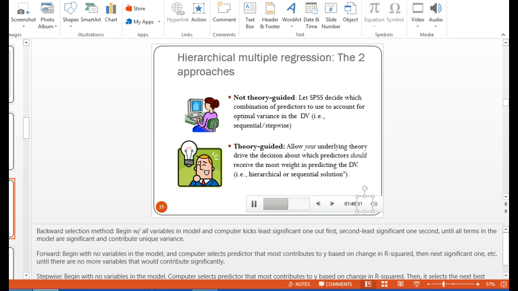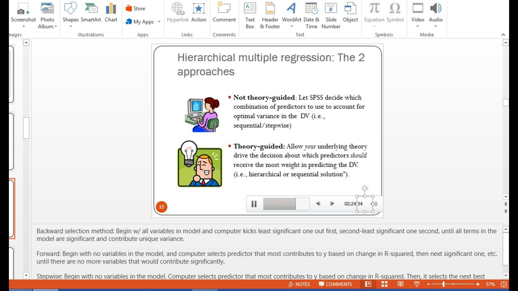And finally, stepwise regression is a combination of the backward and forward methods. It begins with no variables in the model, and the computer selects the predictor that contributes the most variance, and then selects the next best one that contributes the most unique variance after that. Then it reanalyzes the model, and if an earlier predictor becomes insignificant, it kicks that one out and reanalyzes. Again, it's an iterative process where the computer is deciding.